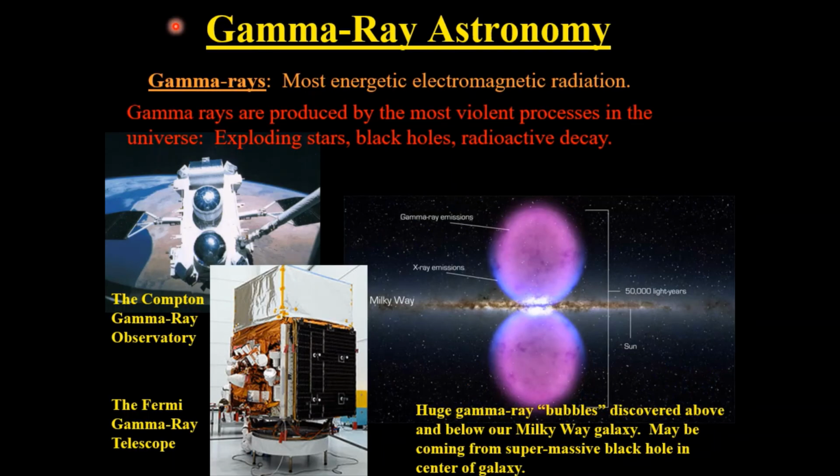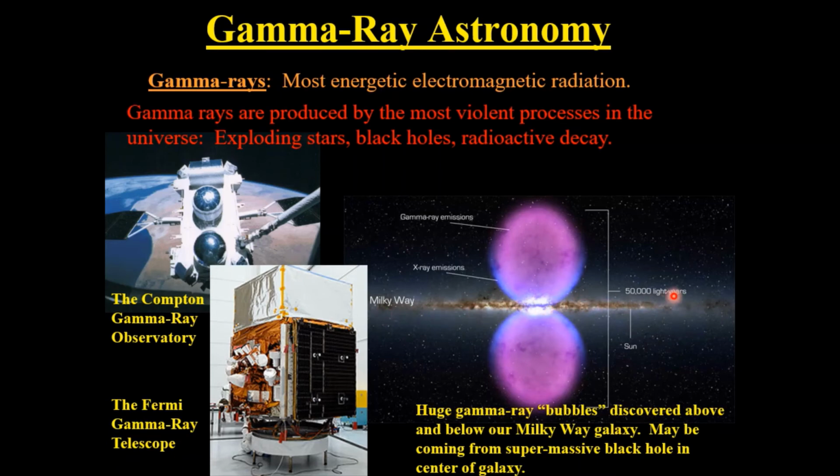The highest energy photons in the electromagnetic spectrum are the gamma rays. And gamma rays are produced by some of the most violent processes in the universe: exploding stars, black holes, and radioactive decays. There have been a couple gamma ray observatories placed in orbit. This is the Compton Gamma Ray Observatory, and this is the Fermi Gamma Ray Telescope before it was deployed, and it's in orbit now.